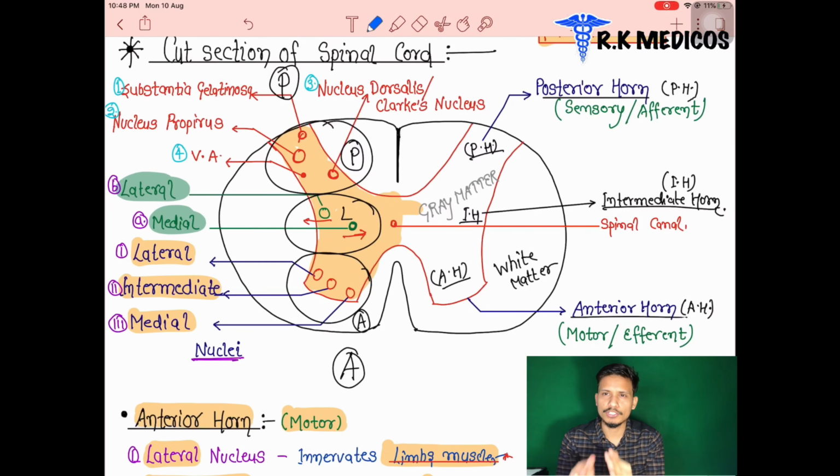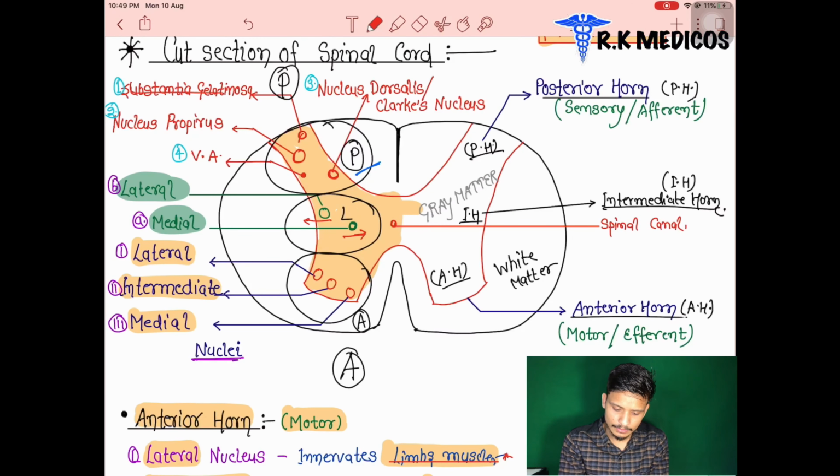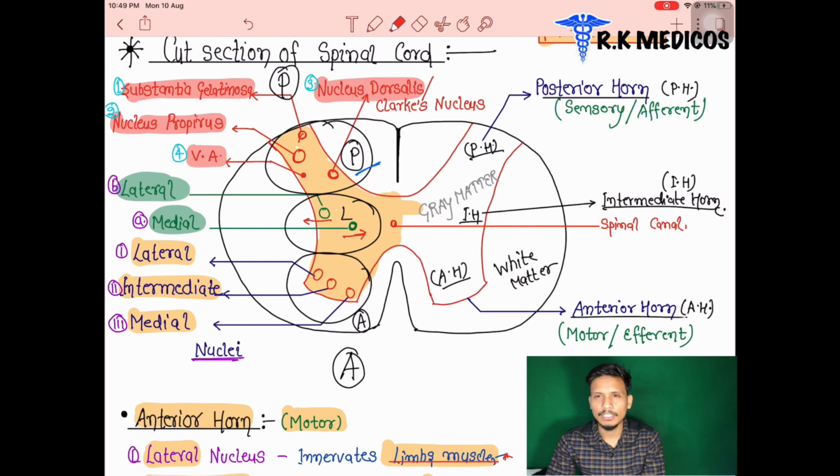Now we are going to see another one, that is the posterior part. The posterior part of the gray matter of the spinal cord contains 4 nuclei basically. What are their names? We can see here. The first one is substantia gelatinosa. Next one is Nucleus Proprius. Next one is visceral afferent, and then Nucleus dorsalis or the Clark's nuclei. Nucleus dorsalis or the Clark's nuclei are the same name.